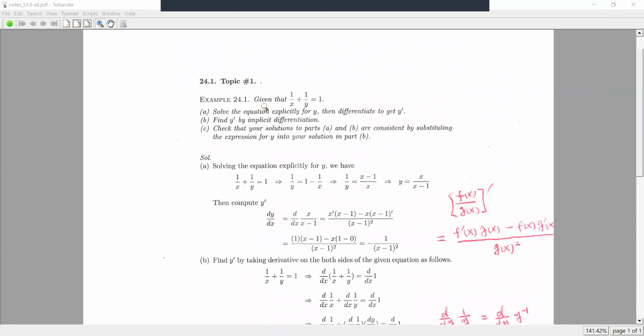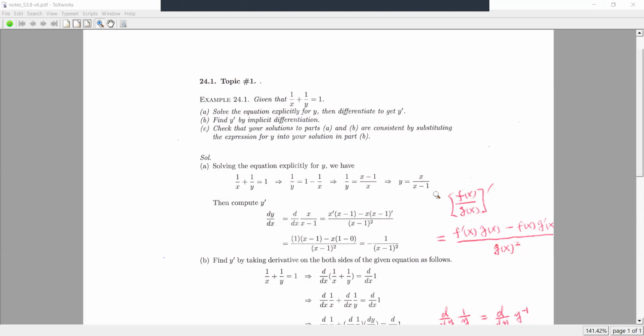Now, example 1. Given this equation, part A, solve the equation explicitly for y, then differentiate to get y prime. This is the given equation. Now we solve the equation for y, move 1 over x to the right hand side, then we have this equation. Consider 1 as x over x. Then combine 1 and 1 over x. We have this equation. Now, 1 over y is x minus 1 over x. Therefore, y is x over x minus 1.